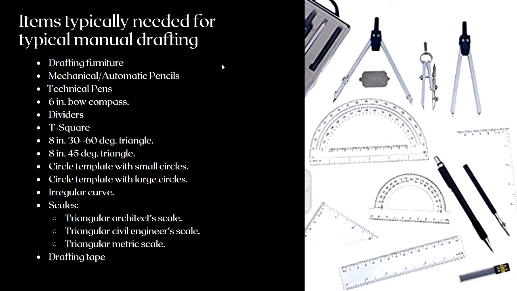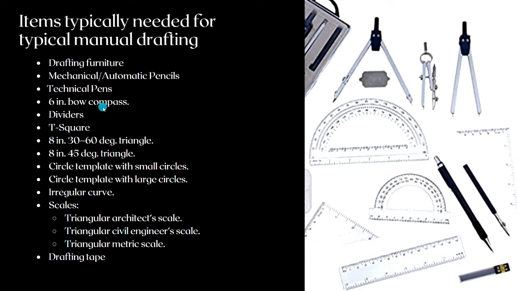Next, the technical pens, like black ball pens. The technical pen is more advanced, and it can be refillable or disposable. Then a 6-inch bow compass, the compass used to draw circles. I think you're all familiar with this.